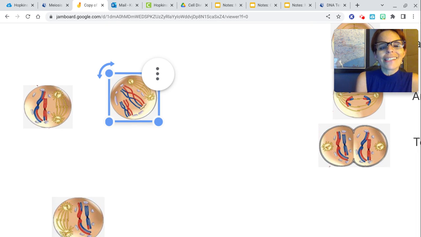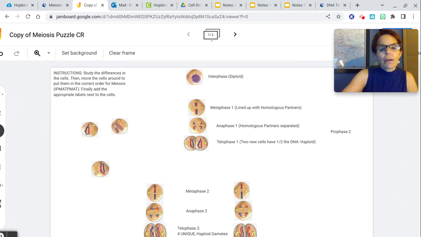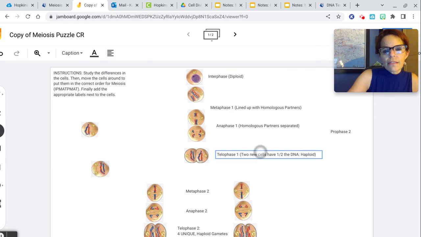Oh, and you know what else? I see that they're crossing over. They're trading their pieces of DNA. And I think that's part of what's going on with prophase 1. So I need to move these around a little bit to give myself enough space.